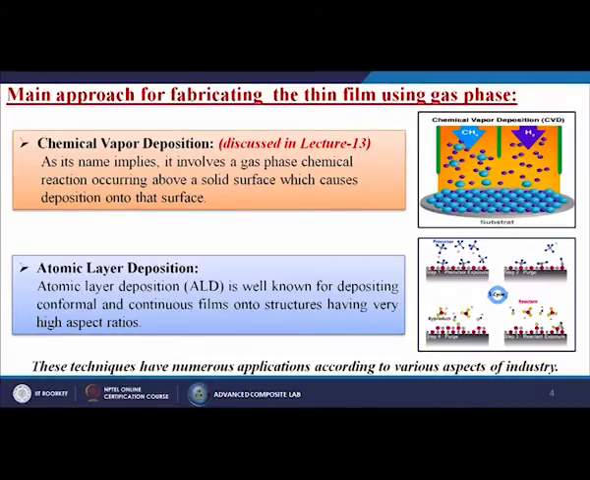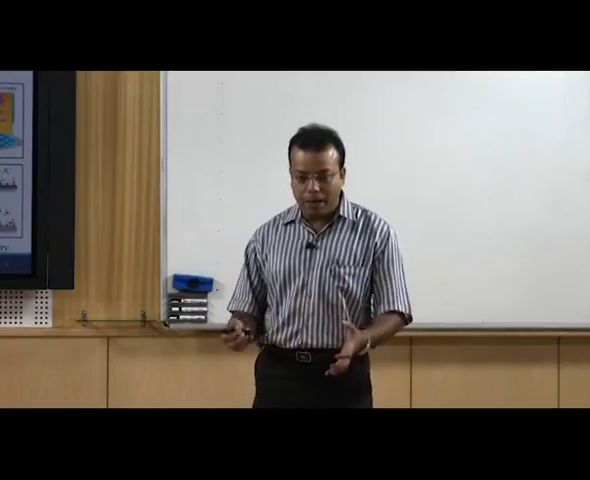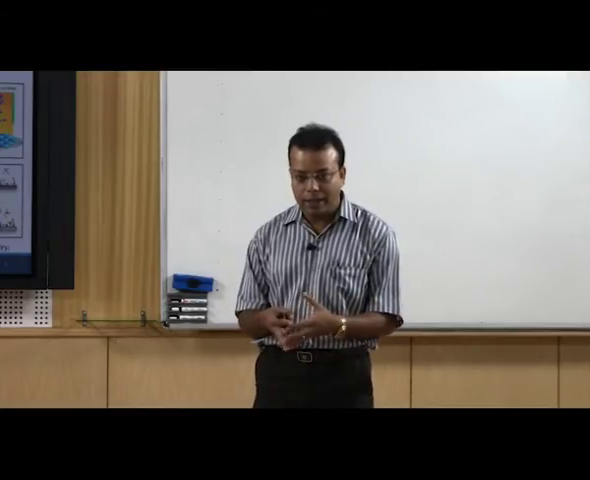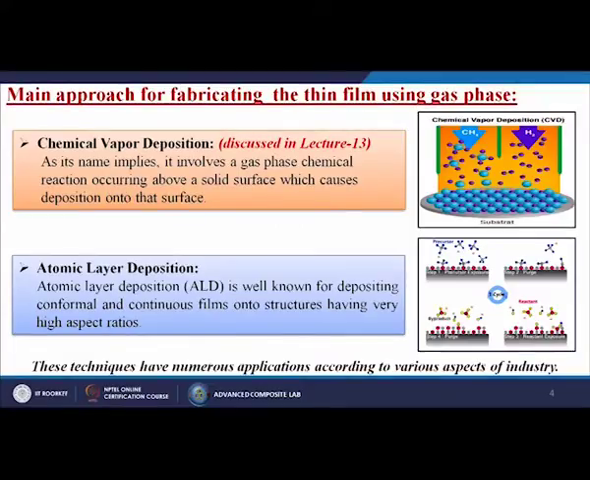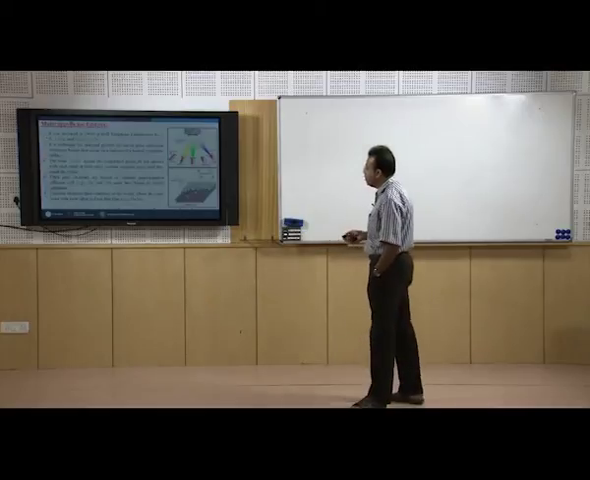Next we are going to discuss the atomic layer deposition process. Atomic layer deposition is well known for depositing conformal and continuous films onto structures having very high aspect ratios. Here also we take different kinds of precursors. We can take a single precursor or multiple precursors, which react with each other and form some kind of molecules. Those molecules can go directly inside the substrate itself, or can form a layer by layer on the surface. By this we do the atomic layer deposition of these molecules or atoms.